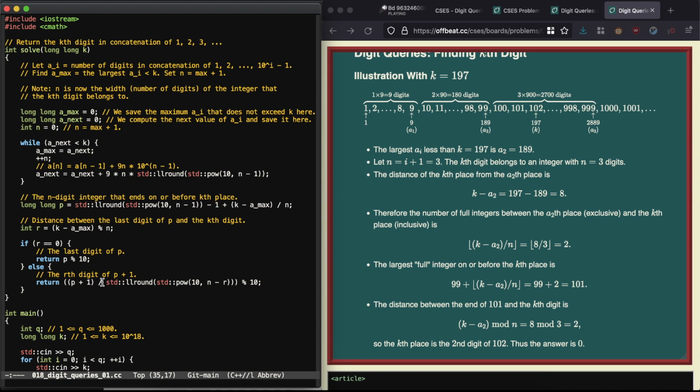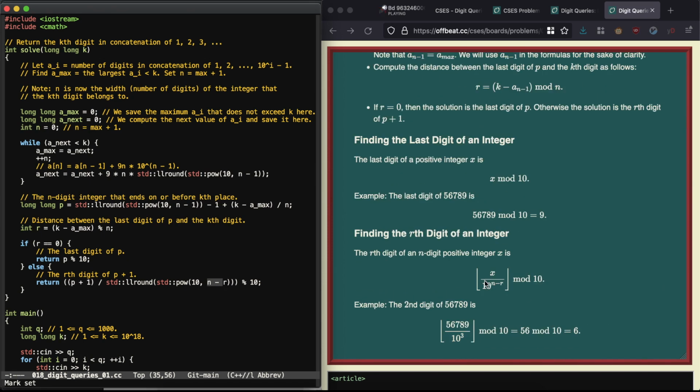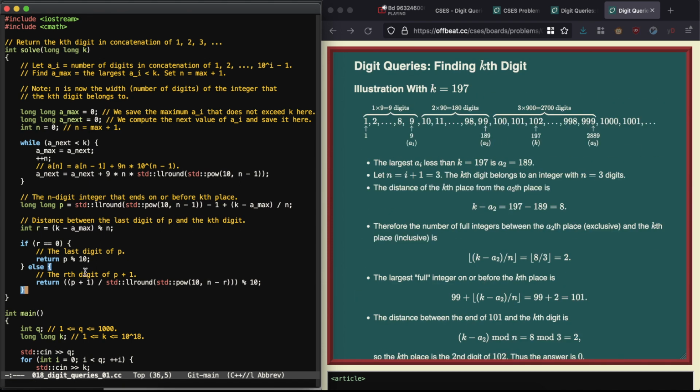P plus 1 divided by the correct difference, that is 10 to the power n minus r, the thing that we explained at the bottom of this board, and then modulo 10. And if r equals 0, then we just show the last integer. Meaning if k is pointing somewhere where the remainder would be 0, then we just show the last digit of that integer. Okay, so this is pretty much the solution.